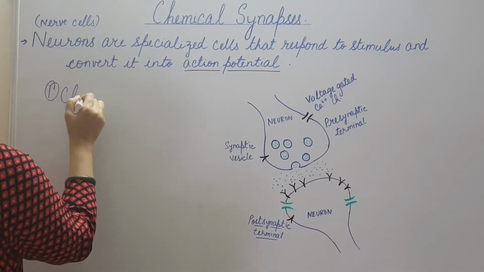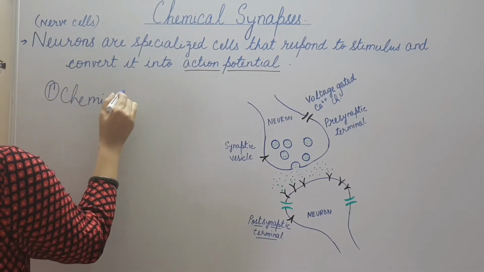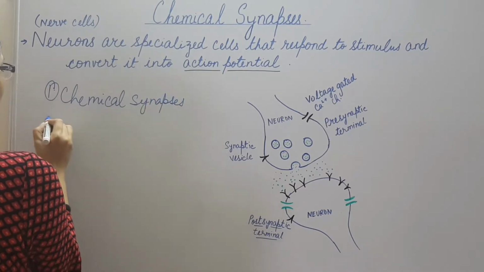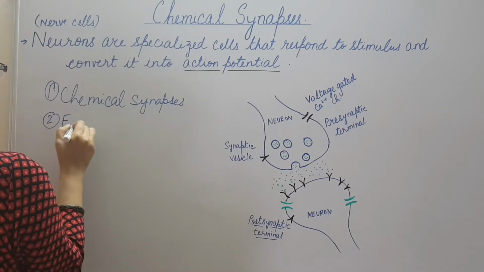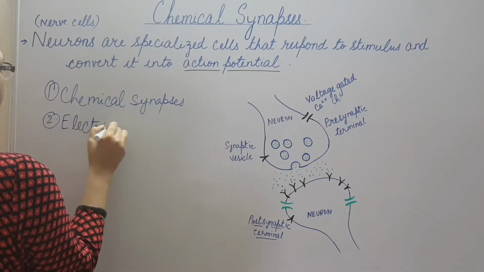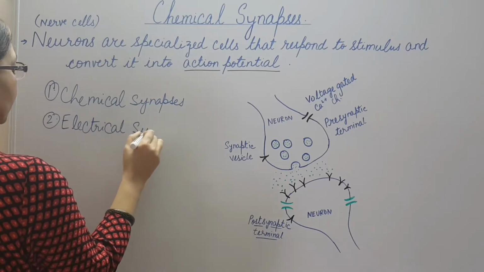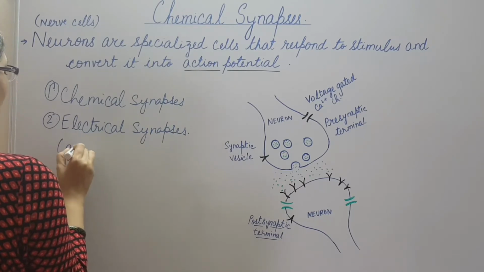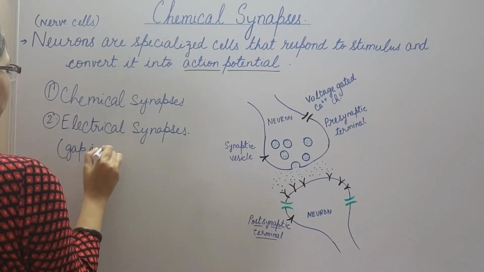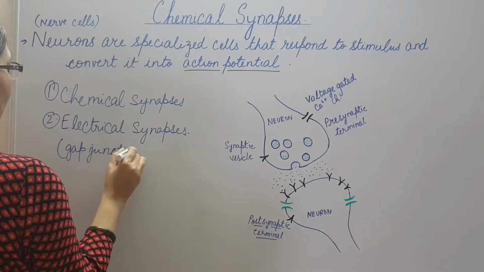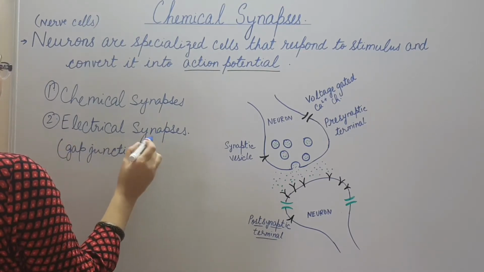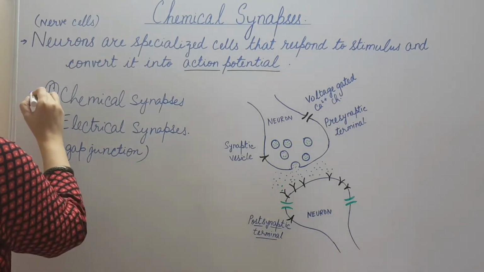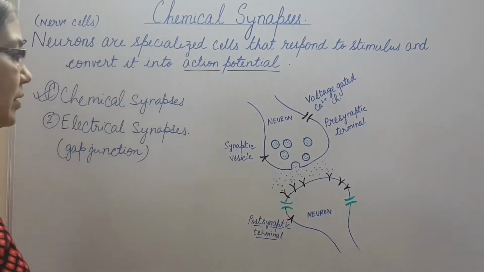There are two types of synapses: first, chemical synapses, and second, electrical synapses. Electrical synapses are also known as gap junctions. The flow of information through electrical synapses is rapid compared to chemical synapses. In this video, we will focus on chemical synapses.